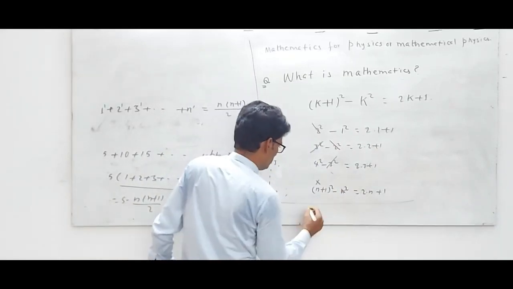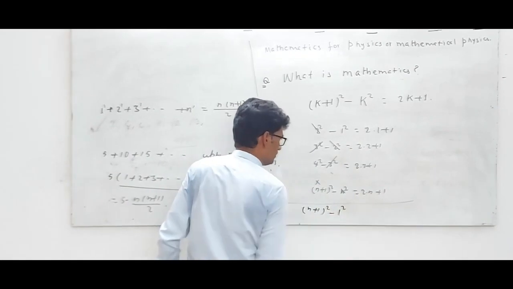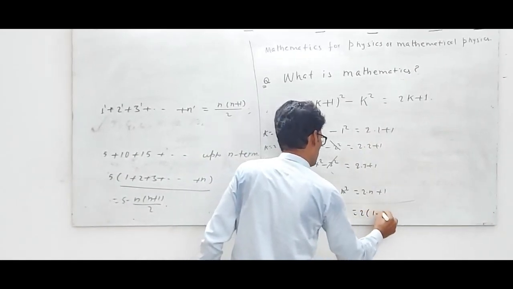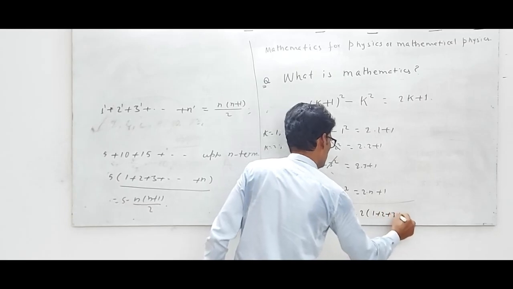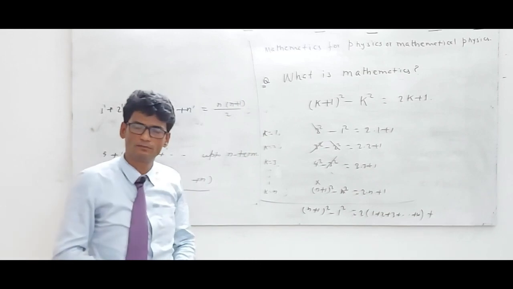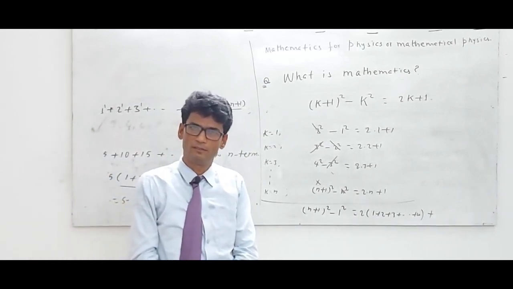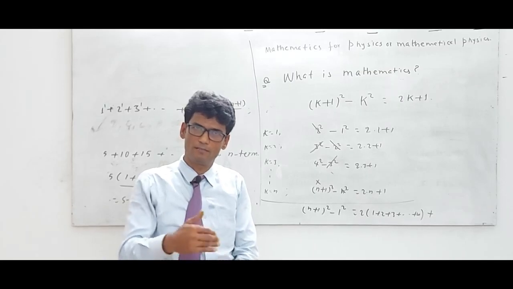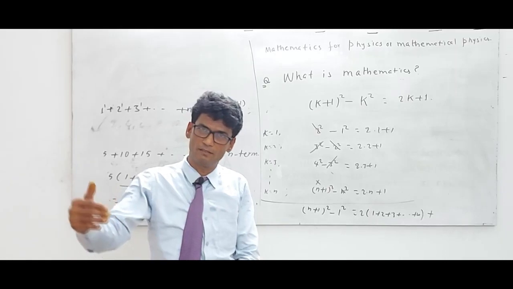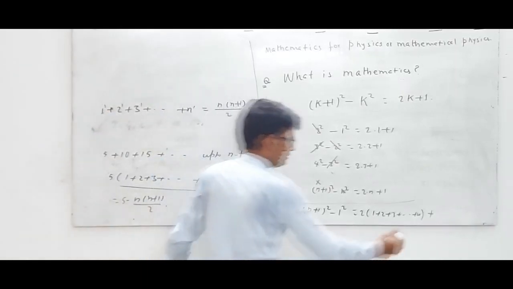So here, n plus 1 whole square minus 1 square, take 2 common from here. So this becomes 1 plus 2 plus 3 dot dot dot plus n. Here 1 plus 1 is 2, 1 plus 1 plus 1 is 3, 1 plus 1 plus 1 plus 1 is 4. It means 1 plus 1 plus up to n terms gives you n. So this is the n.